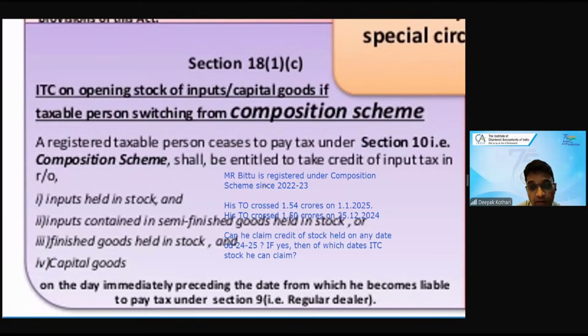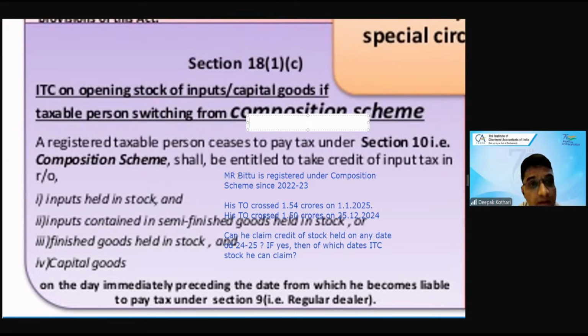Okay. So Mr. Bittu was registered under composition scheme since 2022-23. Now his turnover limit has crossed 1.5 crores on 25th December. So can he claim the credit of the stock? Everybody is saying yes, he can claim. As on what date? As on 24th December. Correct. Most of you have given the correct answer, yes, as on 24th December.